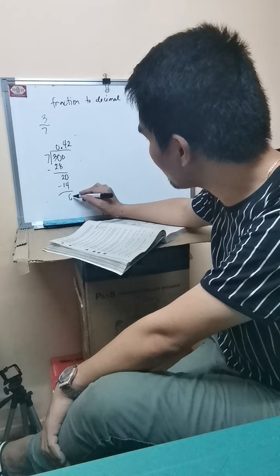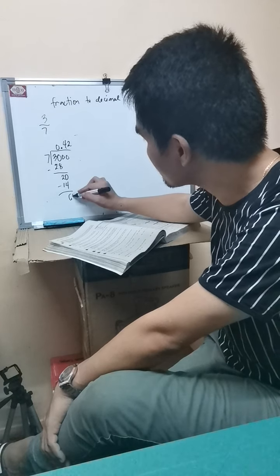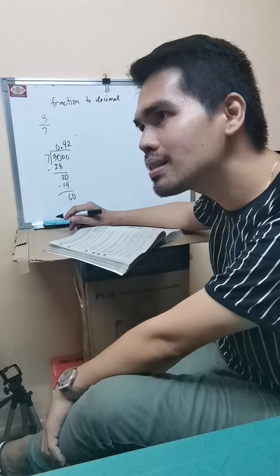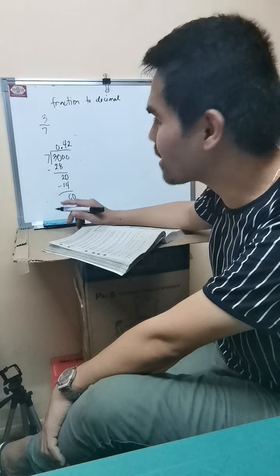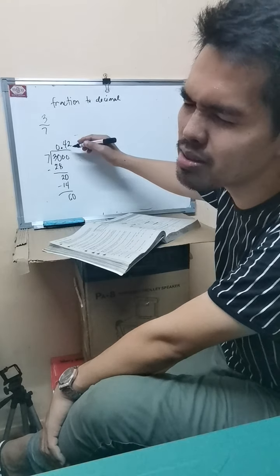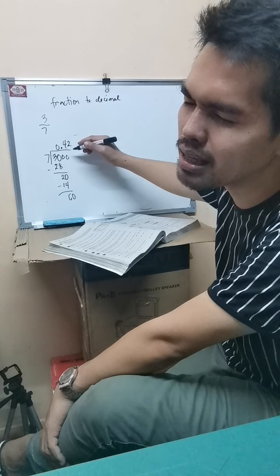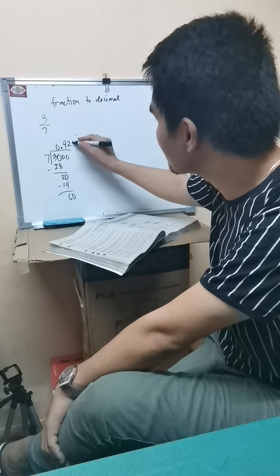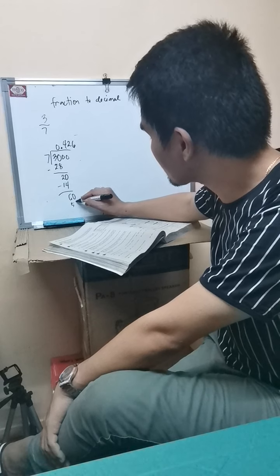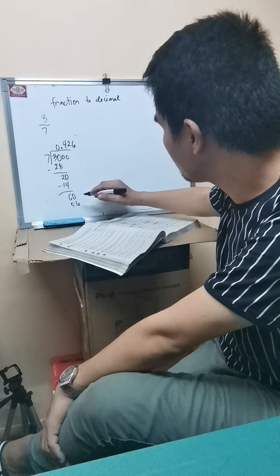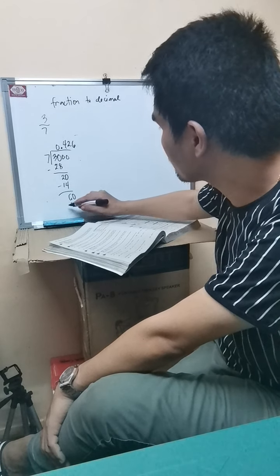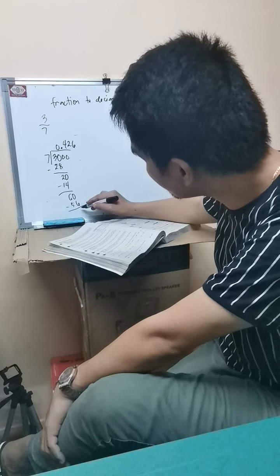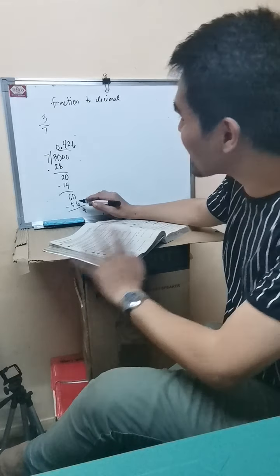Then bring down, add 1 more 0. 60 divided by 7 is 8, that is 56, not 63. Subtract, then that is 4. So we can just end here.